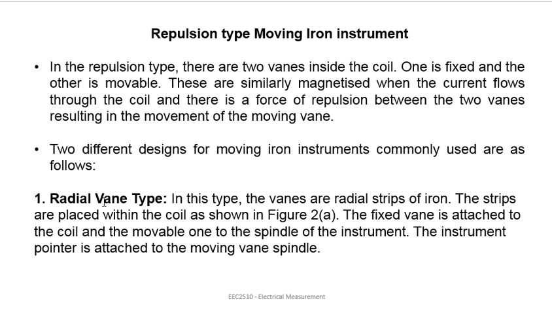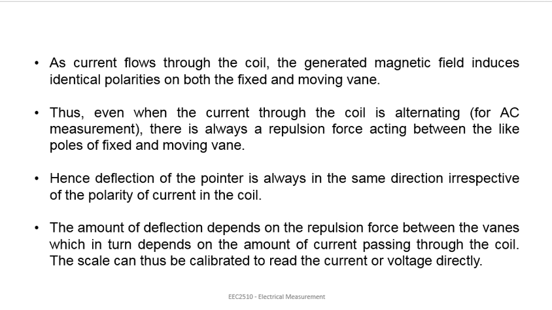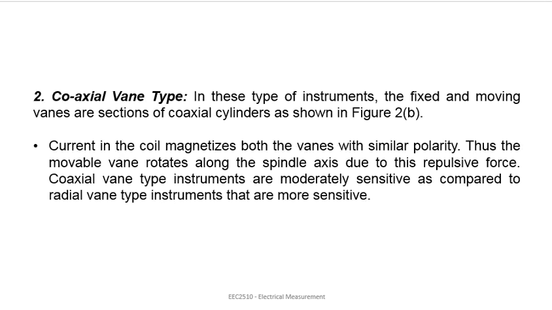So this is the basic theory of the radial vane type which we have discussed. The fixed vane is attached to the coil and the movable one is attached to the spindle of the instrument. The instrument pointer is attached to the moving vane spindle, obviously, since it is able to move, so as soon as this vane moves, the pointer will also move over the scale. Again, this is all theory of this repulsion type, and this is of coaxial vane type.